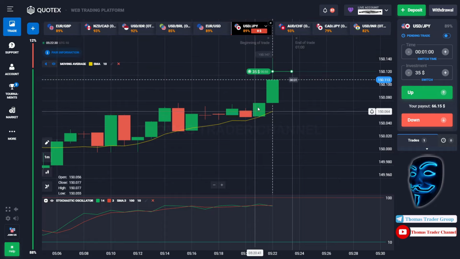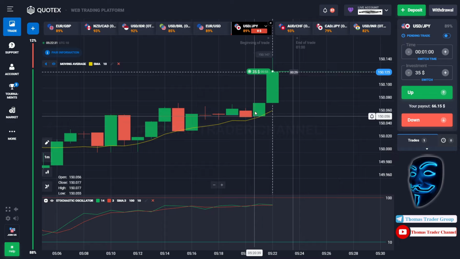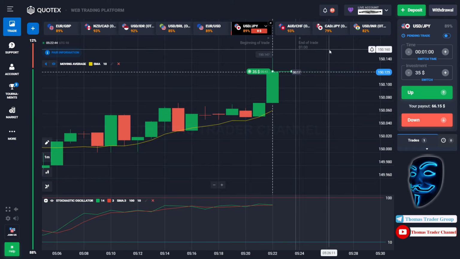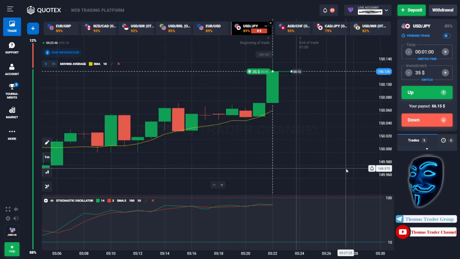As you can see, the market has just made a rebound on the moving average line. I'm sure that the market will still continue the bullish trend. Let's pivot and let's wait till the end of our trade.